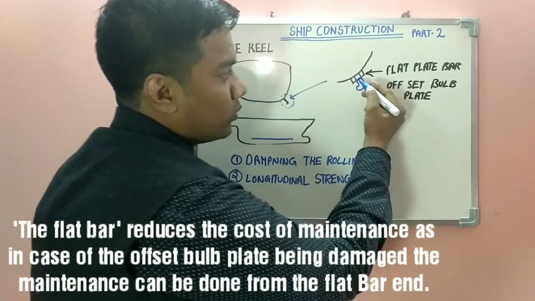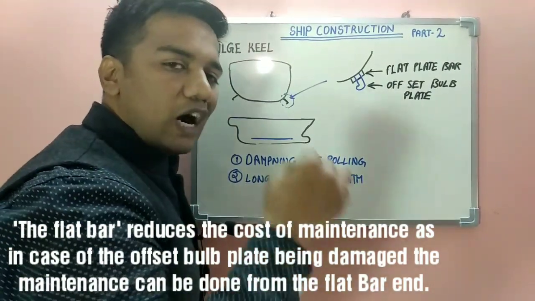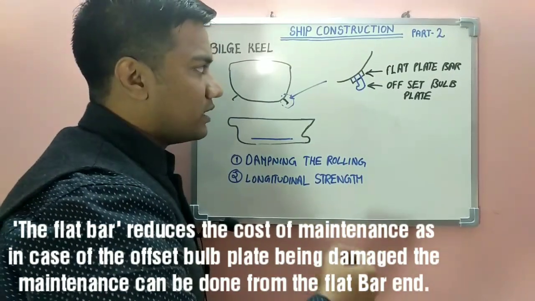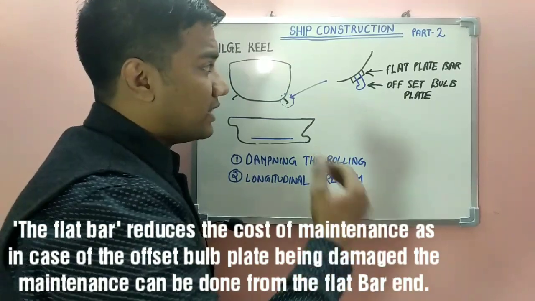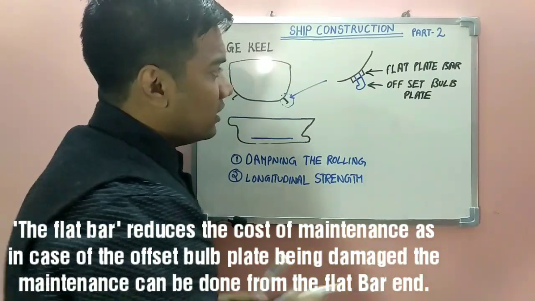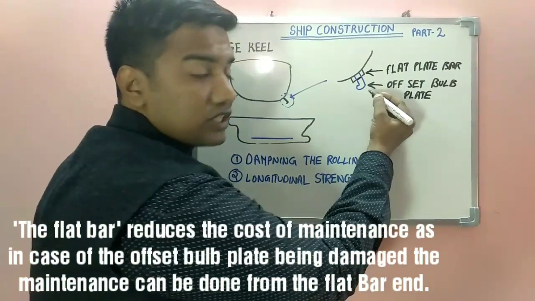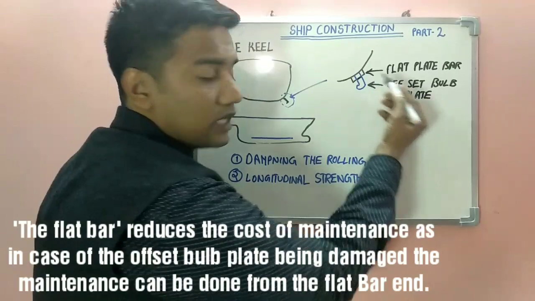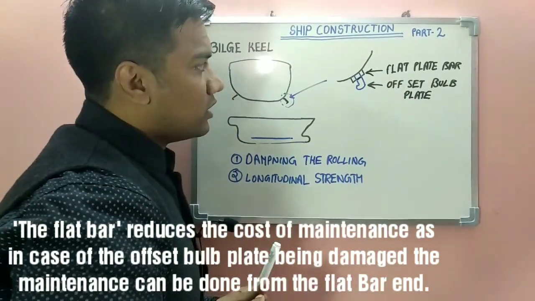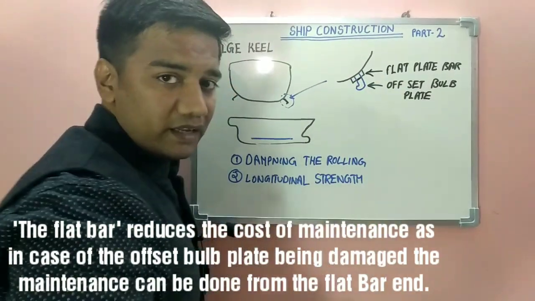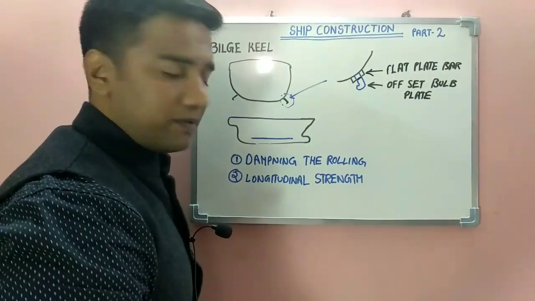So it won't damage your outer shell plating of the ship, because if the outer shell plating is damaged, then the cost of construction goes really high and it is a major damage. Whereas if the damage is from here itself, the maintenance would be carried out from this plating itself. Hence, you're not touching your outer shell plating. So this is the function of your flat plate bar.